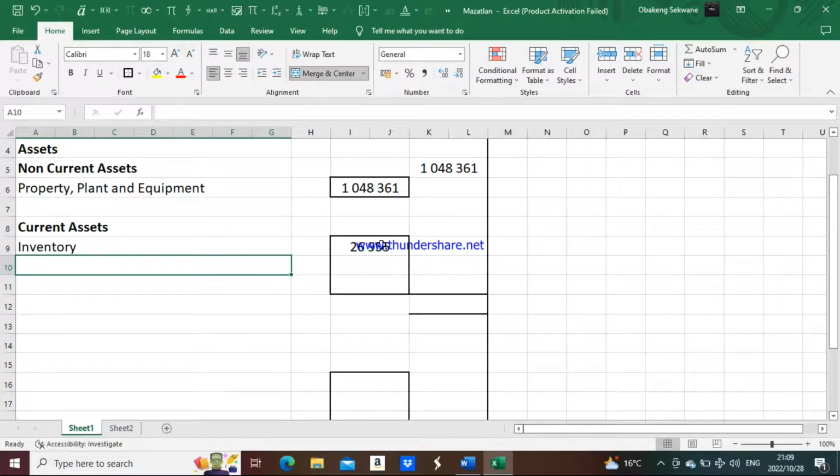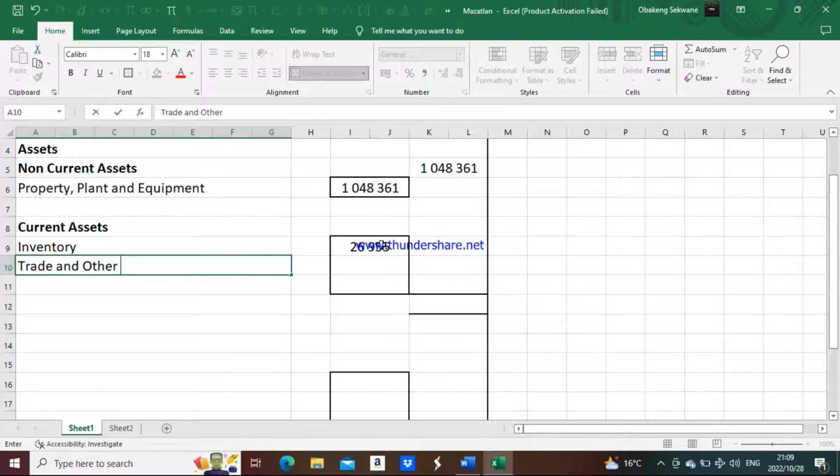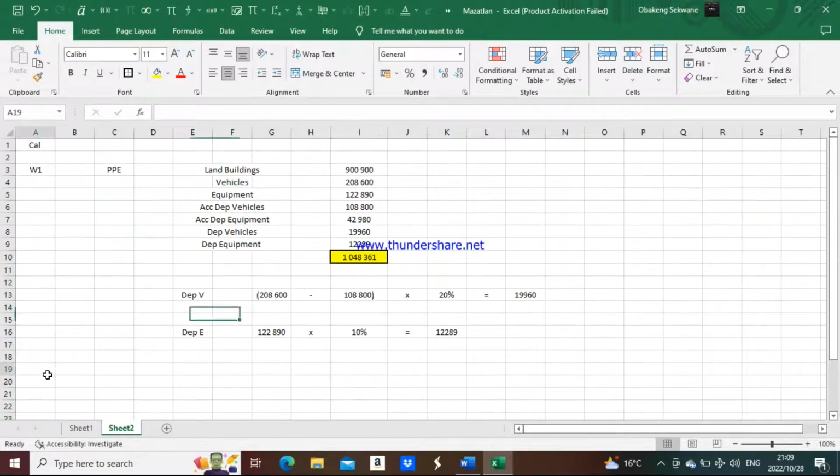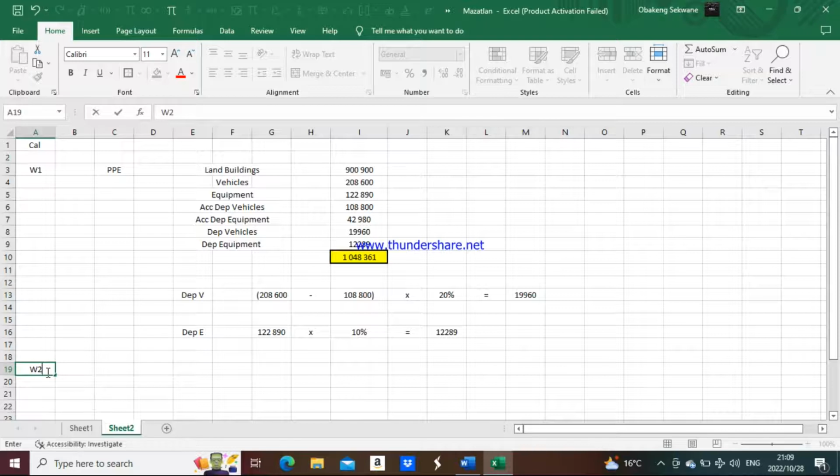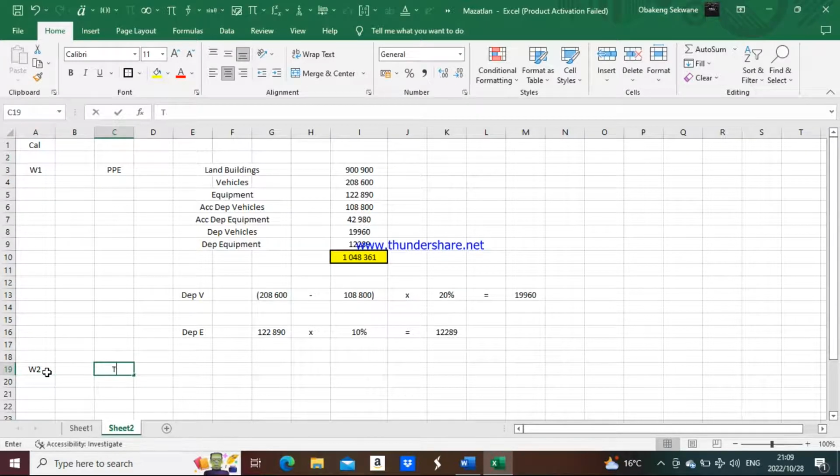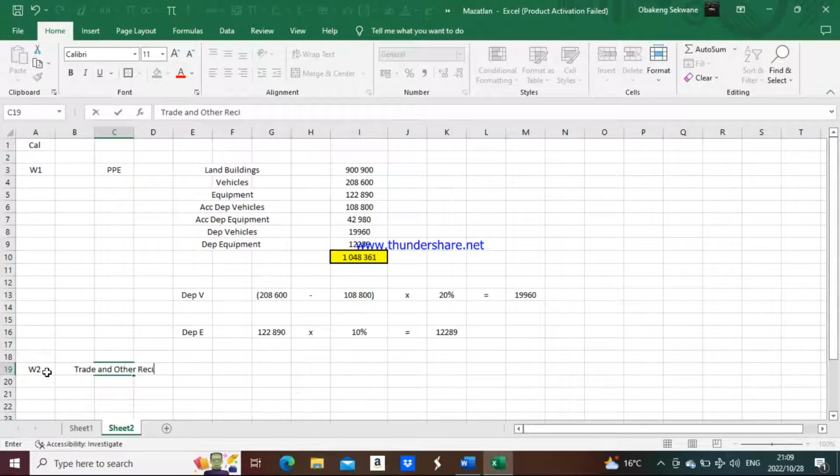Then one of the most obvious accounts in our current assets is our trade and other receivables. This is usually our debtors. So workings to amount to trade and other receivable.